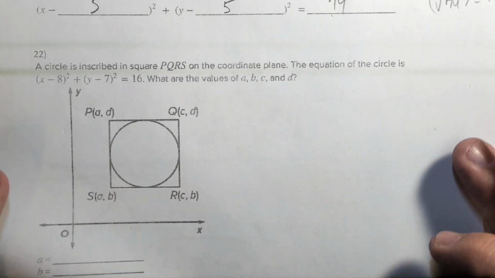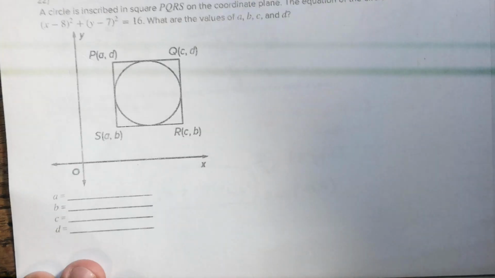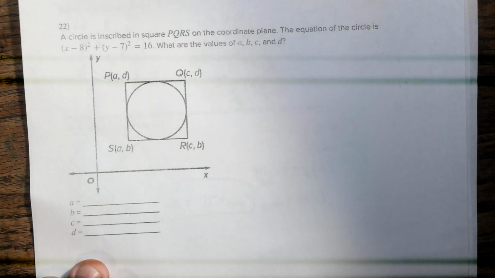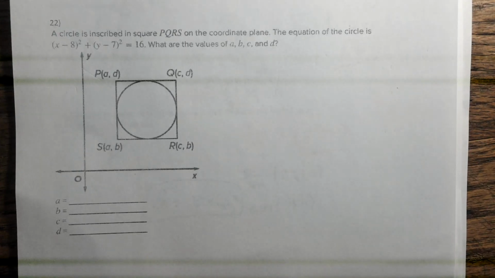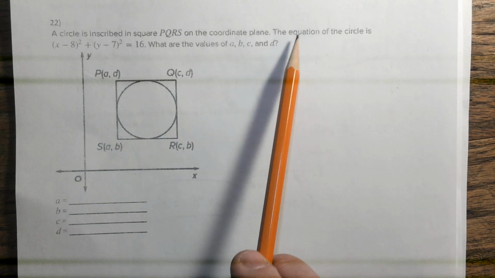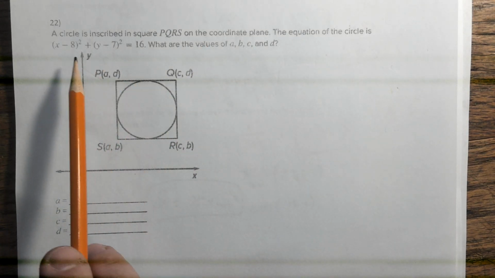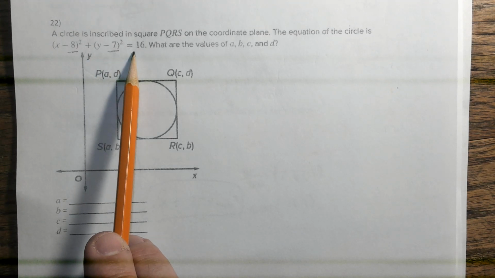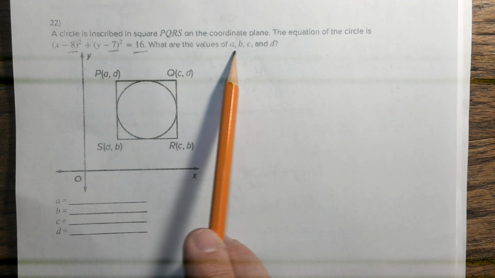Alright, number 22, and this is the end of the review, module 10. Sorry for all the camera stuff, it's ridiculous. So, we got a circle inscribed in a square, PQRS, on the coordinate plane. The equation of the circle is x minus 8 squared plus y minus 7 squared equals 16. What are the values of a, b, c, d?